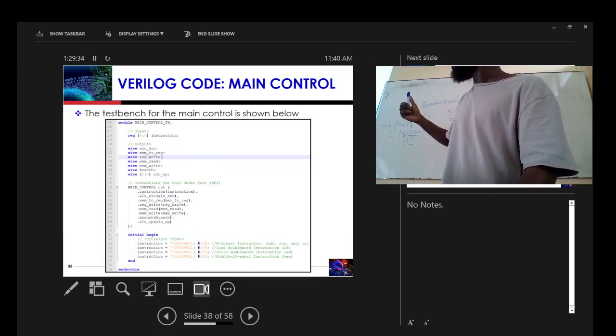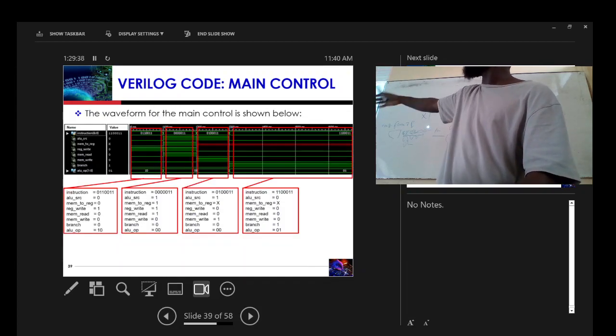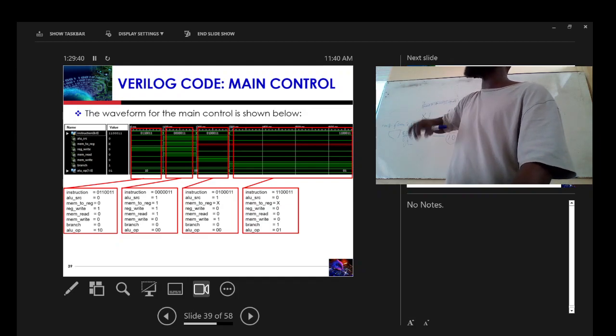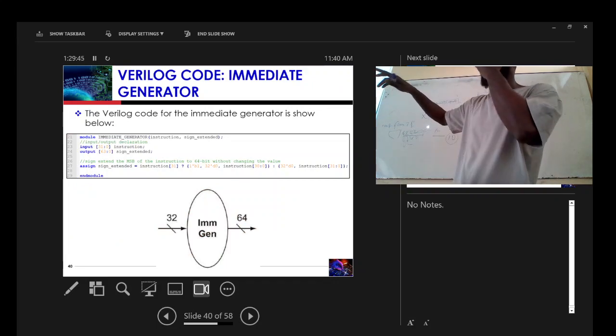You can go through it and see how it works. I've done the test bench for you. I've explained in the test bench what is happening. So this is what you're going to be doing for me, right? And then I did it for the immediate.